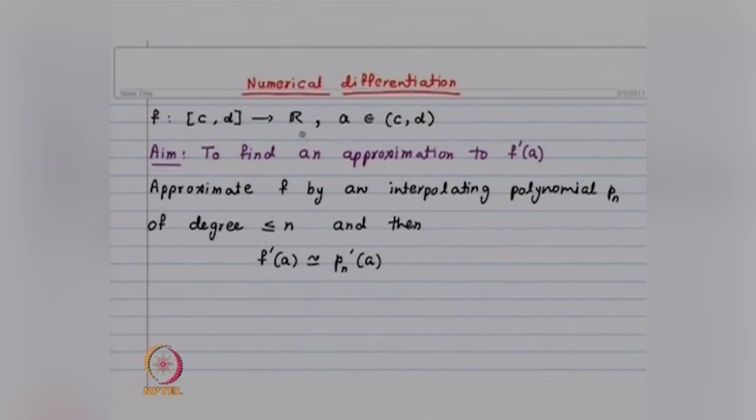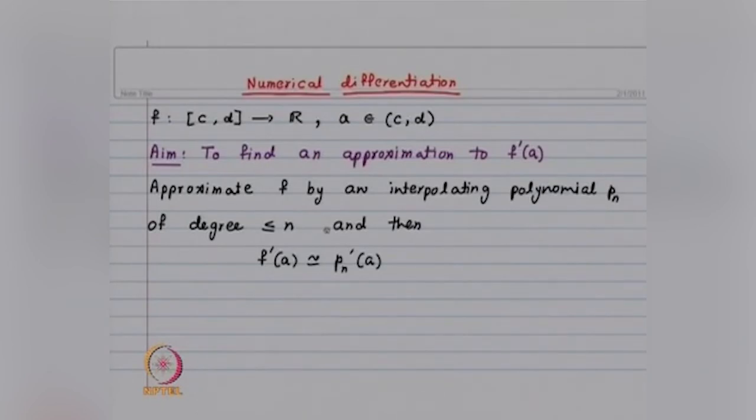But today what we are going to do is look at our interpolating polynomial of appropriate order, get the derivatives, and see what difficulty one faces in the case of numerical differentiation. We are going to slightly change the notation. The only change is that our function, earlier defined on interval [a, b], will now be defined on interval [c, d], and a will be an interior point of our interval. Our aim is to find an approximation to f'(a). So, f is a real valued function from [c, d] to R, a is an interior point, and the aim is to approximate f'(a). We approximate f by an interpolating polynomial p_n of degree less than or equal to n, and f'(a) is approximately equal to p_n'(a).